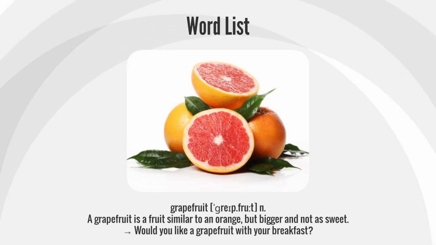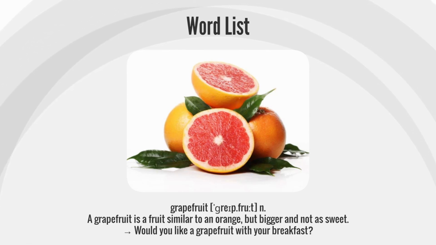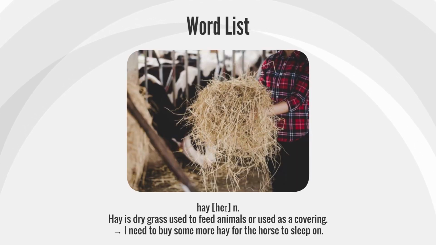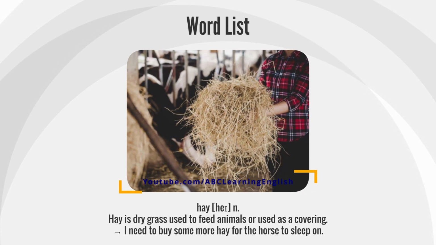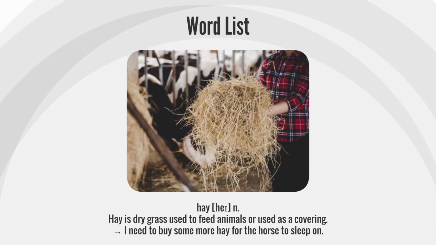Grapefruit. A grapefruit is a fruit similar to an orange, but bigger and not as sweet. Would you like a grapefruit with your breakfast? Hay. Hay is dry grass used to feed animals or used as a covering. I need to buy some more hay for the horse to sleep on.